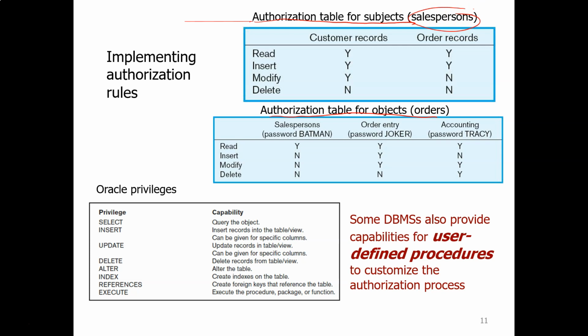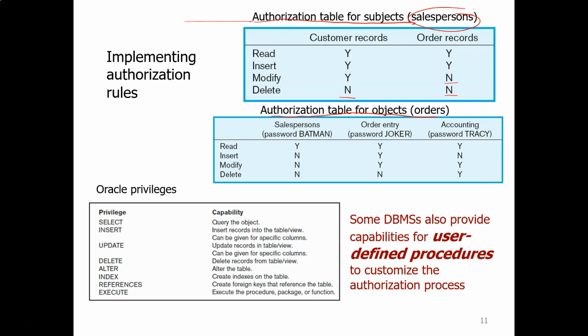So for salespeople, they can read the customer records, they can insert into the customer record, they can modify, however, they cannot delete the customer record. And they can read the order records, they can insert into the order record, however, they cannot modify or delete the order record. So that's an authorization table for a particular user or a group of users.